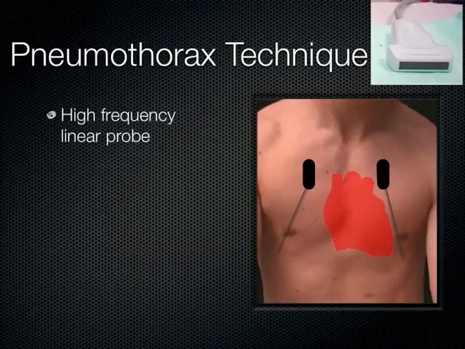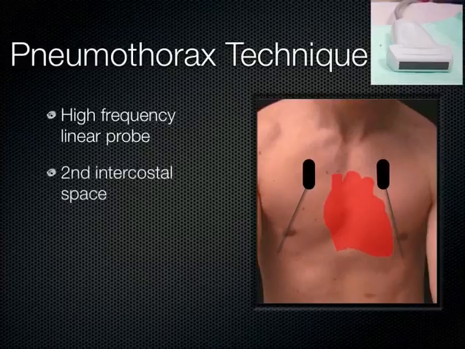The orientation marker is towards the head, and you move downwards anteriorly and then splay laterally so that you're getting images in all 4 quadrants. You have to do it a little bit more laterally on the left so that you avoid the heart.